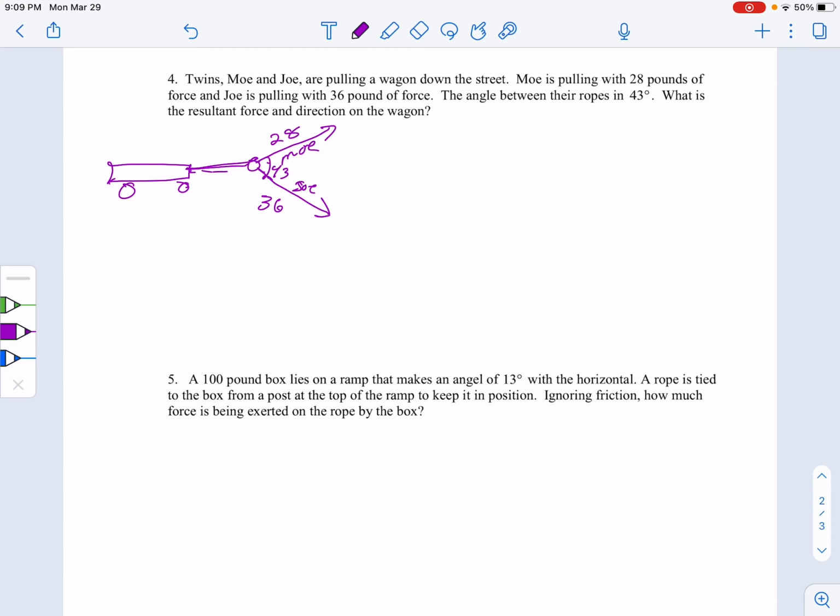Well, if one's pulling one way and one's pulling the other way, it's going to be going like this. He's stronger, so the wagon's going to be going in that direction. What happens is you pick one of them to draw flat. I'm going to do Mo because he was listed first. This is 28 pounds. Then you continue your line and measure this 43 degrees, because it's the angle between them, and you draw Joe at 36. My resultant is that.